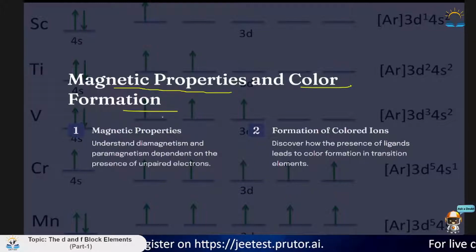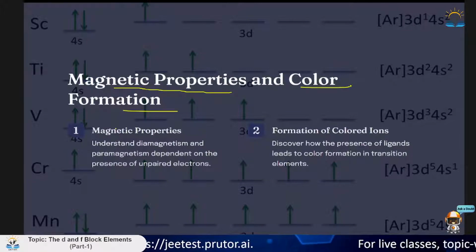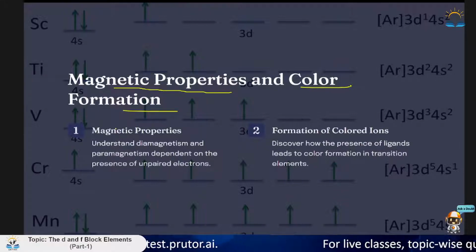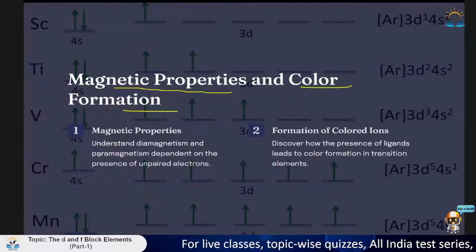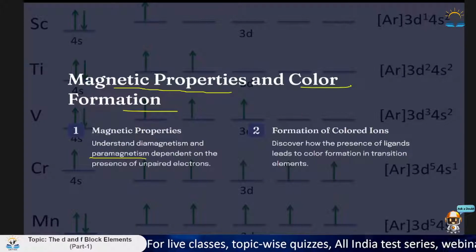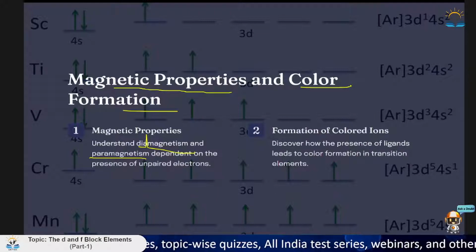Now, we know magnetic properties. Any substance can either be paramagnetic or diamagnetic, as simple as that, right? And what does that mean? Paramagnetic means that they have unpaired electrons left, and diamagnetic means that they have paired electrons left. Well, we know that, right?